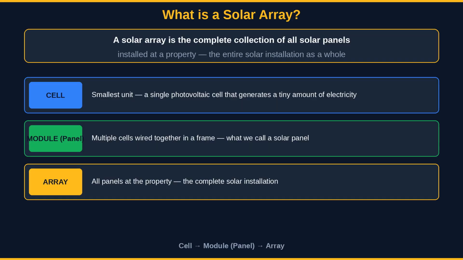Let's start with the basic hierarchy. A cell is the smallest unit, a single photovoltaic cell that generates a tiny amount of electricity. A module, which we commonly call a solar panel, is multiple cells wired together in a frame, and an array is all the panels at the property, the complete solar installation. So when someone says the array, they mean every panel on the roof, taken as a whole.